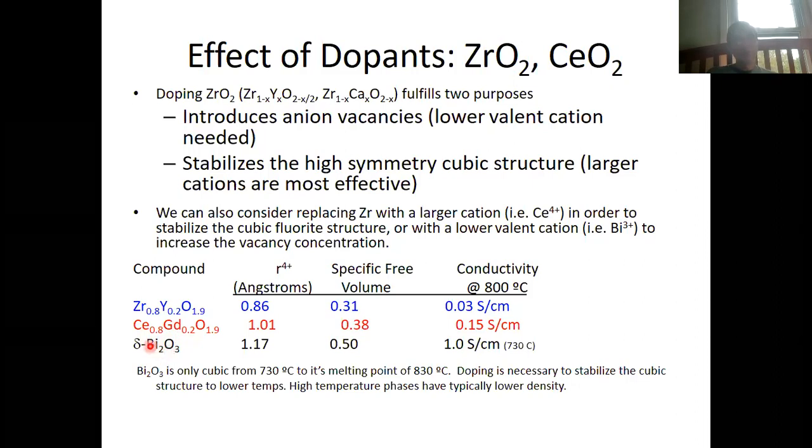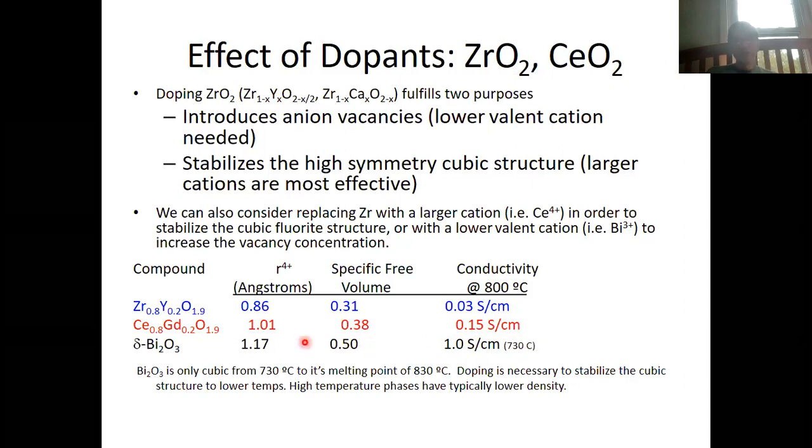Right? So bismuth is quite large. It has a, sorry, the radius of 1.17 angstroms. So we have here 25% of the oxide ions missing. So we have a quite high specific free volume. So 50% of the space within the crystal structure is not occupied, and that leads to a quite high ion conductivity of 1.0 Siemens per centimeter at 800 degrees Celsius. Or precisely in this case, only 730.